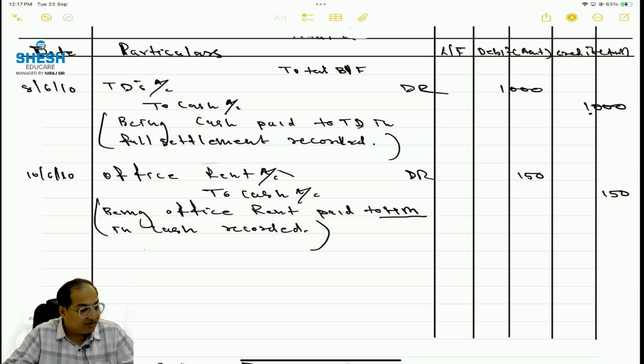On 11th, received cash from B Bayram Ji. Go and find how much goods were sold to B Bayram Ji, 350, and we have collected also 350. So we will write no in full settlement on 11th of June.